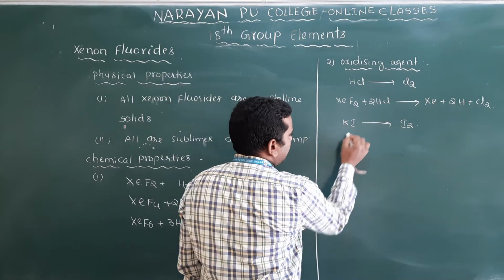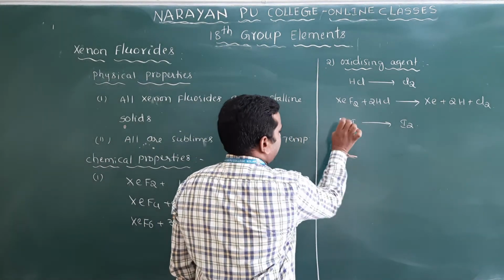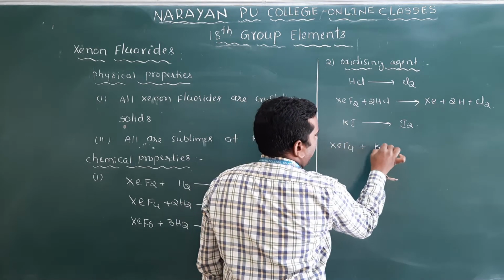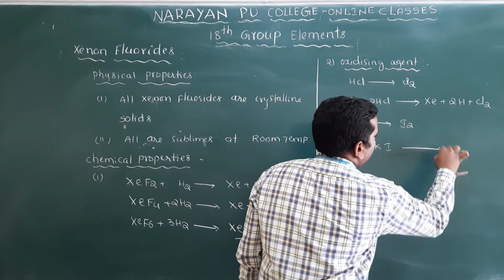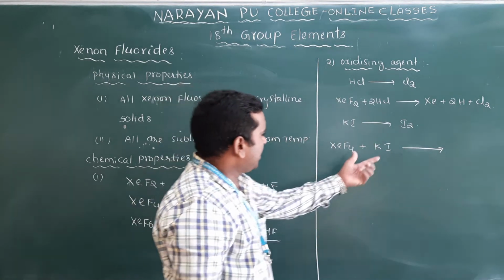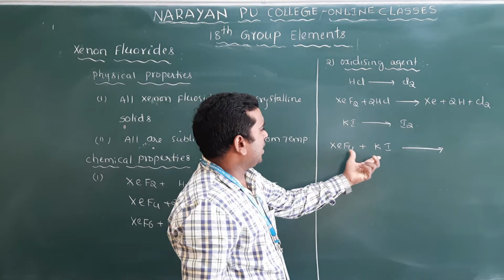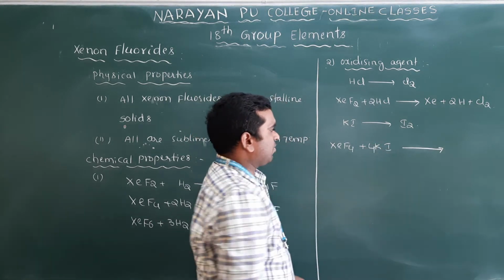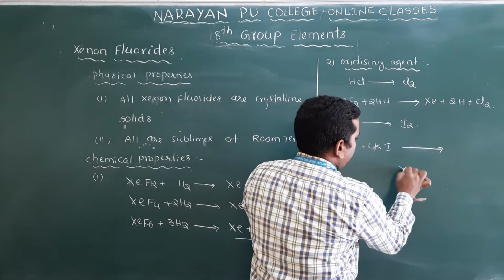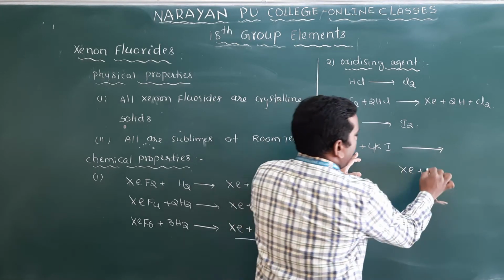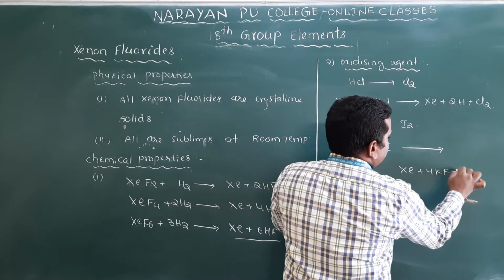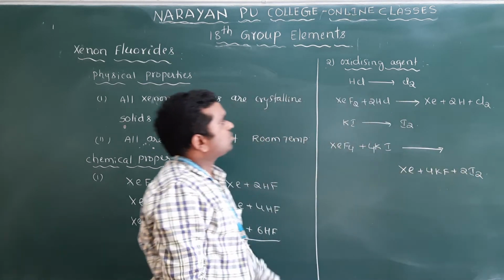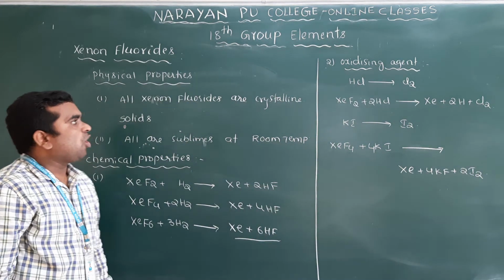Simple. You can see here. Previously I have taken XeF2, now I will take XeF4 plus KI. Then what compound will you get? Potassium and fluorine will be removed as potassium fluoride. How many moles do I have to take here? 4 moles, and xenon will form here, xenon plus 4KF plus 2 moles of iodine. Clear? So this is about the oxidizing property.